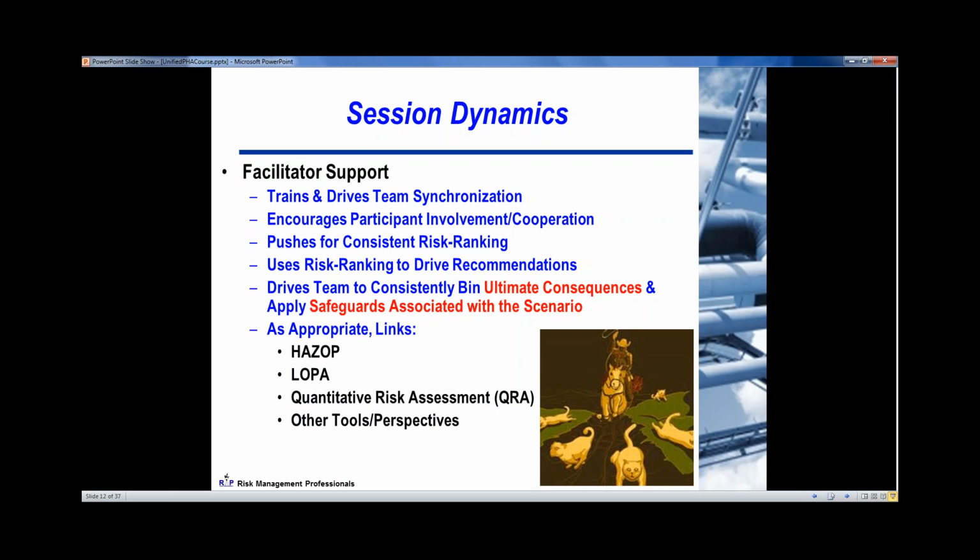And the facilitator needs to really have an ability to bring in other tools, to link to quantitative risk assessment and understand what's out there so they can make sensible decisions about what the team is doing. If you don't know what is needed for layer protection analysis, for example, you really can't do a good job for the HAZOP or know when to stop HAZOPing and say that, hey, we need a little bit additional quantitative information here.